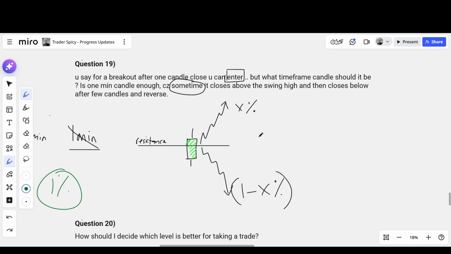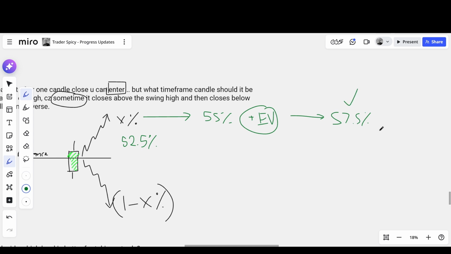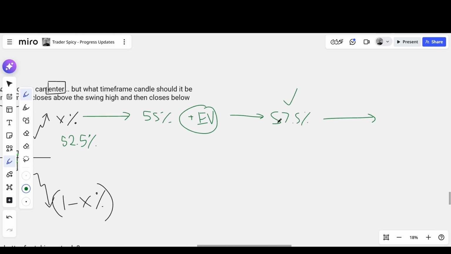After fees, to break even, X has to be at least 52.5%. That means if X is 55%, you have an edge and you have something that makes money over time, right? Because at 52.5, you're going to be break even. At 55, you're going to be making money. At 57.5, you're going to be making pretty nice money. That's a nice edge.